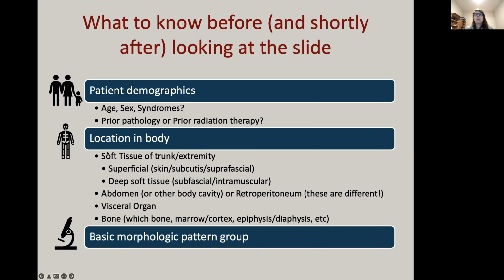Then we want to think about where it is in the body. General compartments include the soft tissue of the trunk and extremities, which are a kind of continuum. In that compartment, we have superficial, so anything in the skin, subcutaneous, or suprafascial, above the muscle. And then the deep soft tissue, subfascial, intramuscular. When you do have a sarcoma and you are staging it, these compartments do show up on the staging systems, so just keep that in mind.